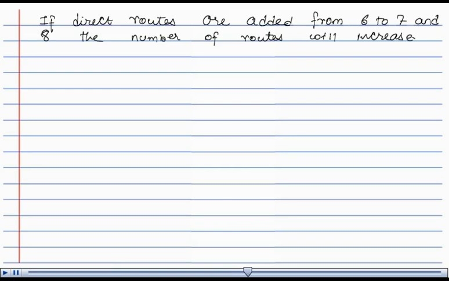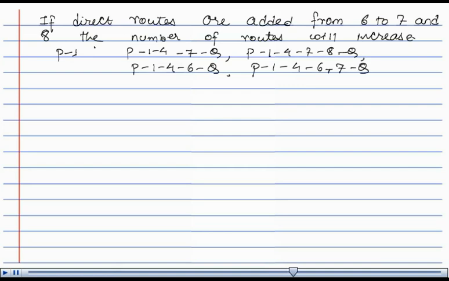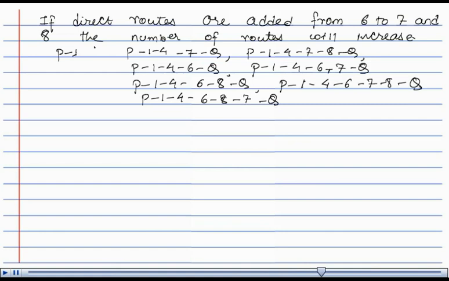That is, we discuss the path P1 first. The number of options that are available considering the path P to P1 is: P1, 4, 7, Q. The next one is P1, 4, 7, 8, Q. The next one is P1, 4, 6, Q. The next one is P1, 4, 6, 7, then Q. The next one is P1, 4, 6, 8, Q. The next one is P1, 4, 6, 7, 8 and then Q. The next one is P1, 4, 6, 8, 7 and then Q. That is, we have in all 7 routes to move on this particular path.